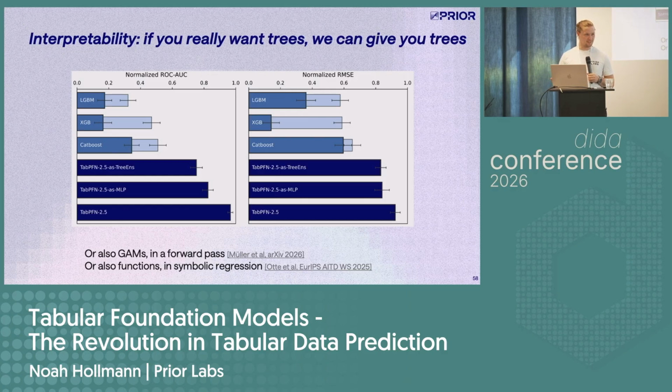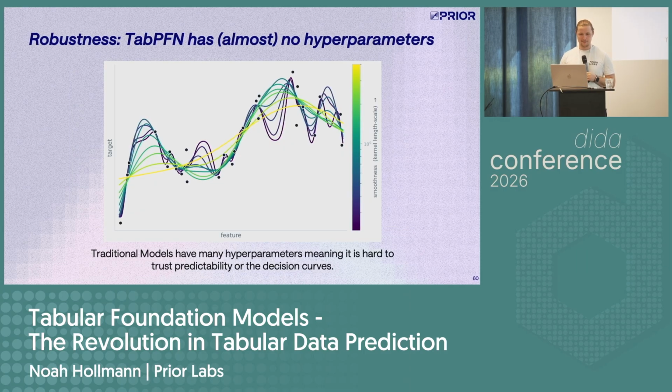If you want a tree, right, we can give you a tree as well through these distillation approaches. Or we can also think about other more interpretable model classes like generalized additive models, these GAMs, or symbolic regression and learning these interpretable output distributions.